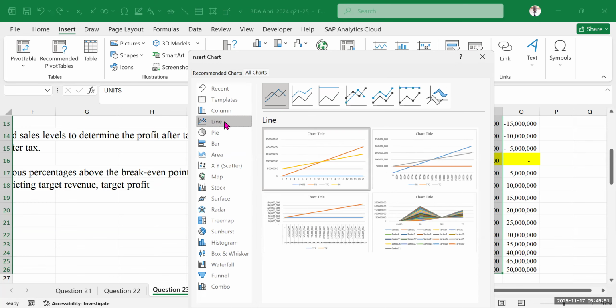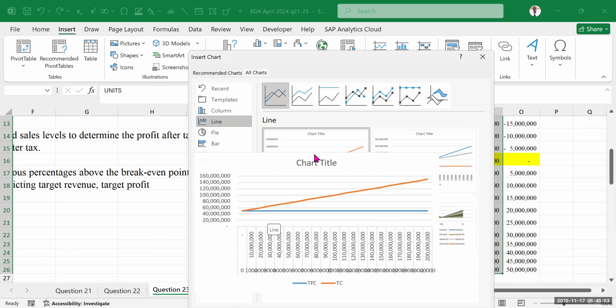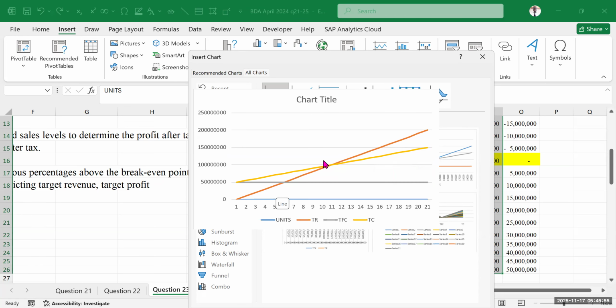So you check, for example, let's go to the line. And if you look at this line chart, you realize that there is a point of intersection of two lines. There are two lines that have intersected, and you ask yourself, why would they intersect? They've even given you the colors of those lines. Down there, you can see the blue one is units. There is the total revenue.